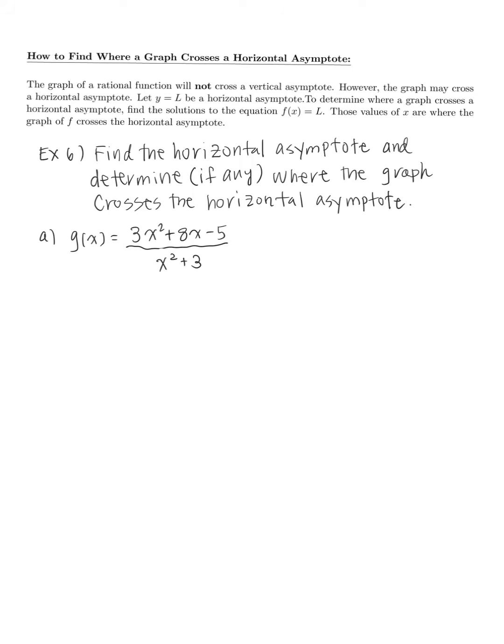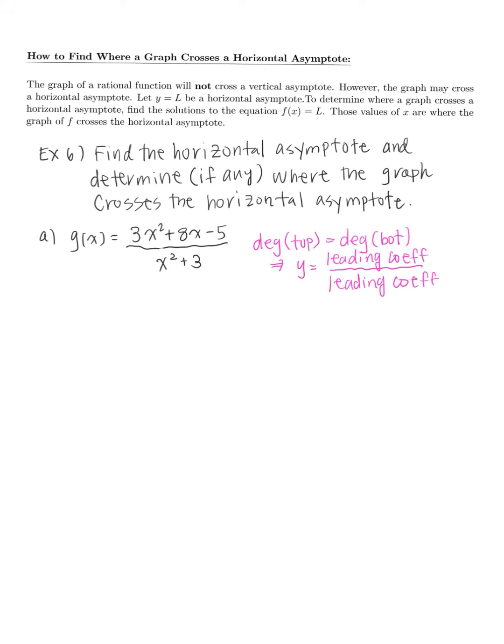Example 6, find the horizontal asymptote and determine, if any, where the graph crosses the horizontal asymptote. So let's first look at this example. We're given g of x equals 3x squared plus 8x minus 5 all over x squared plus 3. First of all, do we have a horizontal asymptote to begin with? I would say yes, because the degree on the top is the same as the degree on the bottom, isn't it? So in that case, your horizontal asymptote is going to be y equals the leading coefficient on the top over the leading coefficient on the bottom.